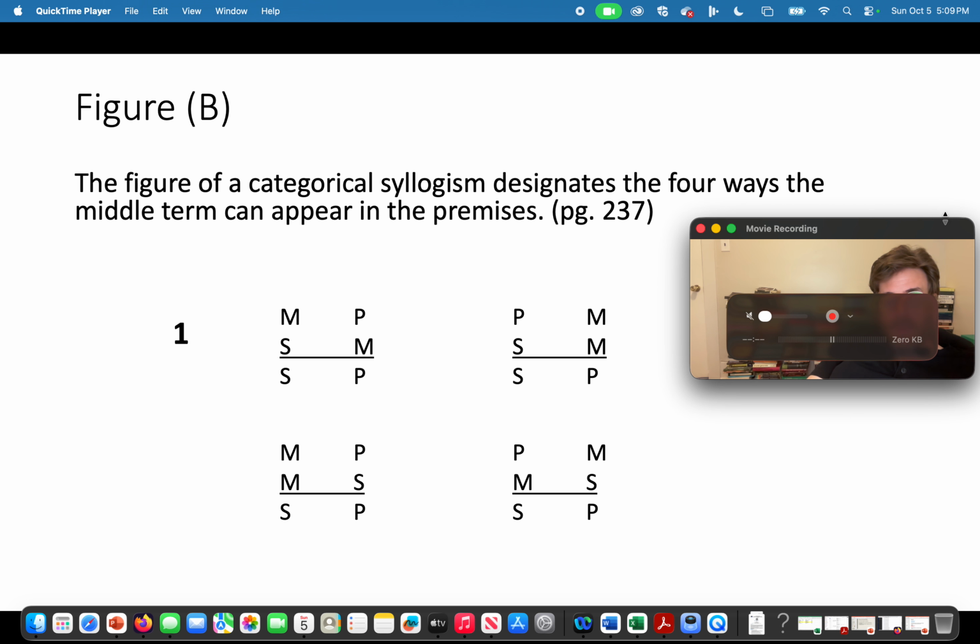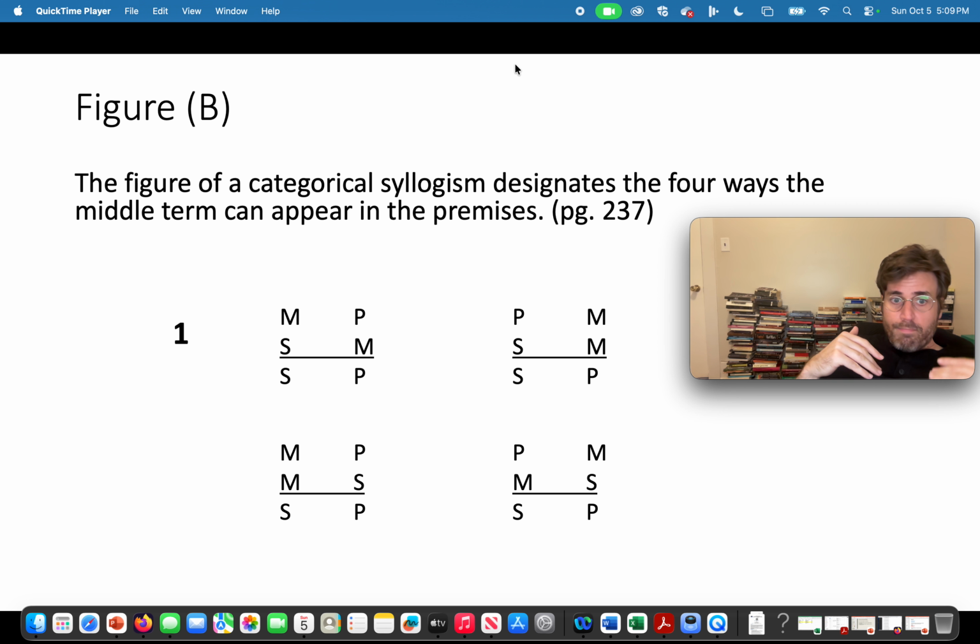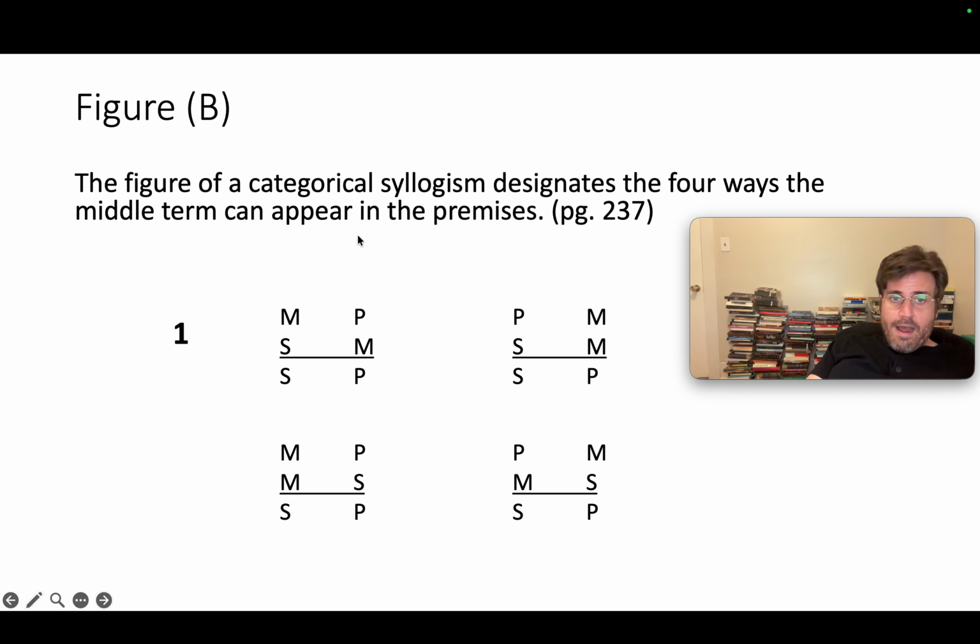I want to talk in section B also about the property known as figure. Figure is the way in which the middle term appears in a categorical syllogism. So the middle term, remember, is the class term that appears twice in the premises but does not appear at all in the conclusion. So there are essentially four ways in which the middle term can be arranged in categorical syllogisms.